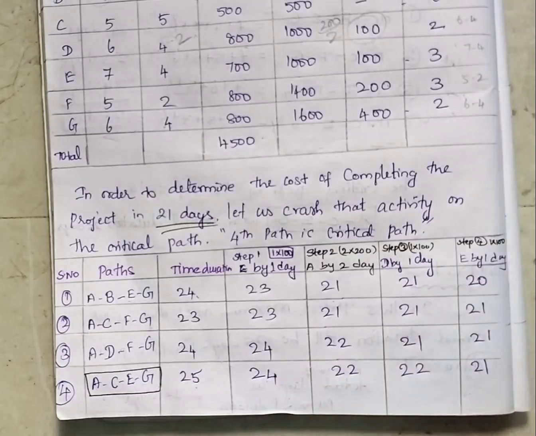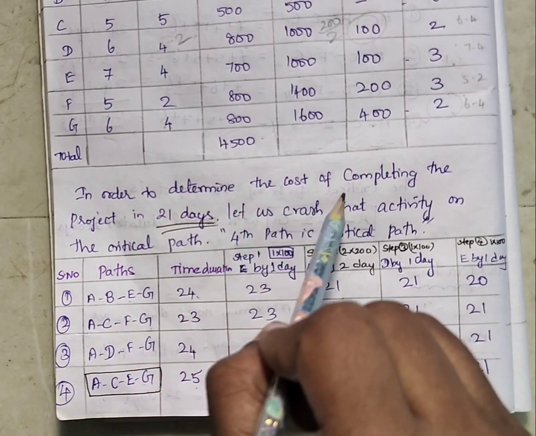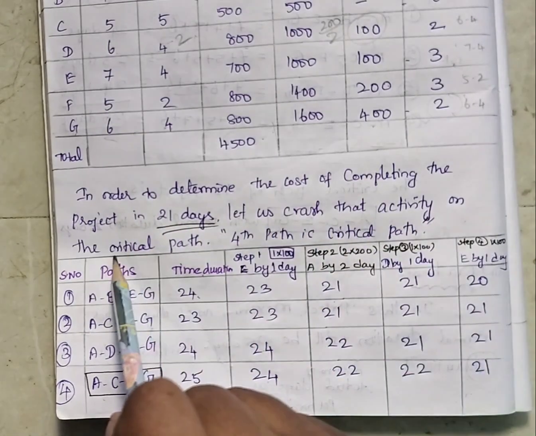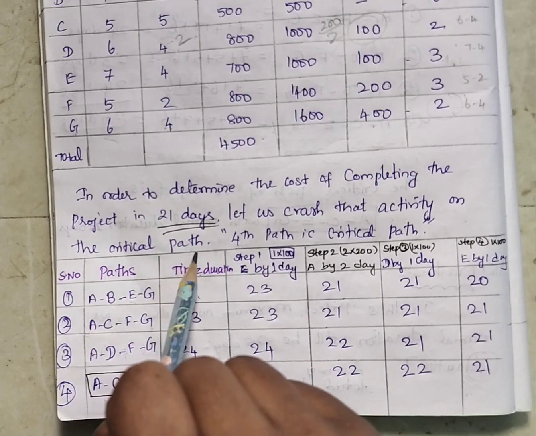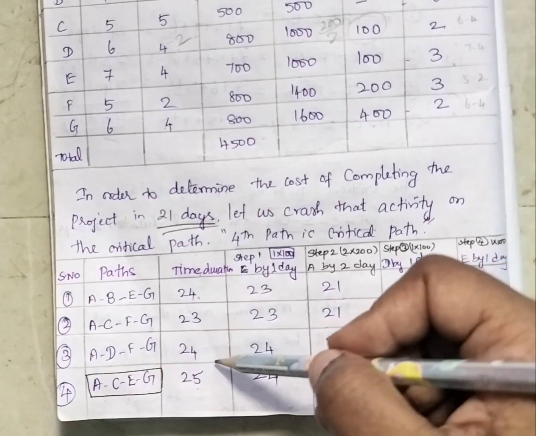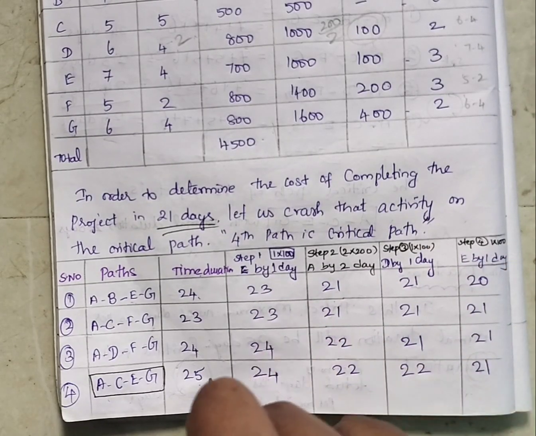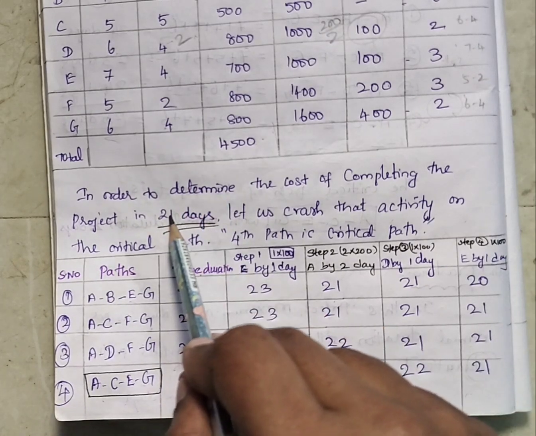From this we are going to find the cost of completing the project in 21 days. Let us crash the activities on the critical path. We are going to start the crashing from the critical path. Why? Because the critical path has the maximum number of days. So we start crashing from the critical path to complete the project in 21 days.